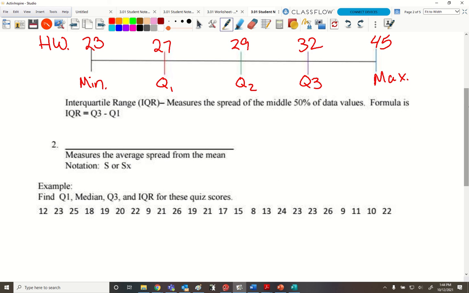Anyway, the next thing that we have is interquartile range. It's IQR, interquartile range. Interquartile range is referred to as IQR all the time. IQR. Adiel, write that down. IQR, interquartile range, measures the spread of the middle 50% of the data values. Formula is Q3 minus Q1. So in this case, what is Q3 here? 32, very good. Minus Q1, 27. So my IQR for this problem here is 5. Is that pretty easy? So please make sure you write that down.